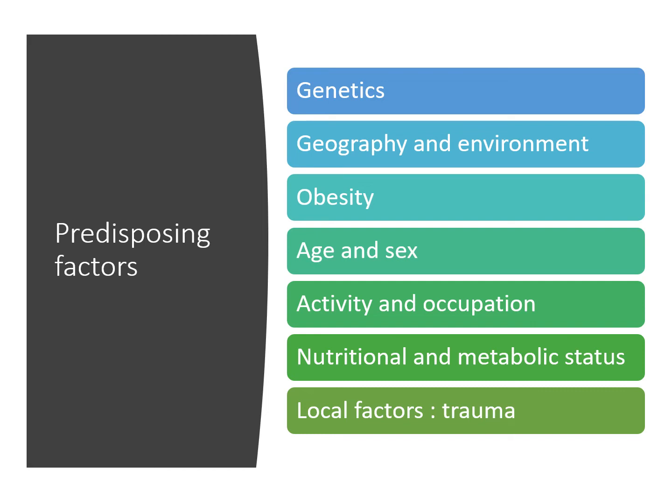Then coming to nutritional and metabolic states, poor nutritional status can lead to less deposition of calcium, which can lead to early degeneration of the bone and articular cartilage, and the other factor can be trauma.